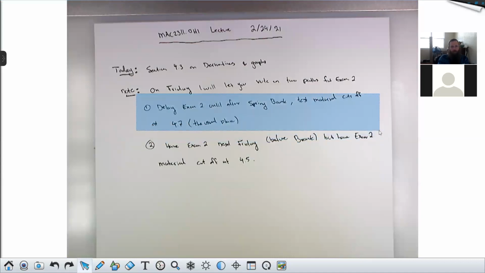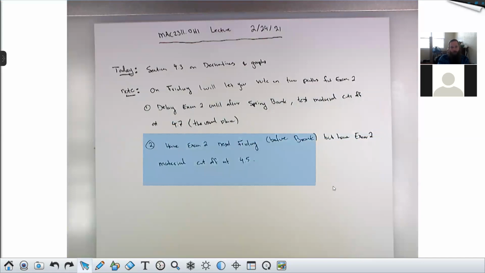We can either put the test off until after break and have all the normal material on exam 2 running up through 4.7. This keeps the material together, but gives you a week of time to forget between when you learn the material and when you're tested on it. So, pros and cons. The other option is to have the exam next Friday before break, but lose some of the material that's normally on test 2 and put that on test 3 instead.